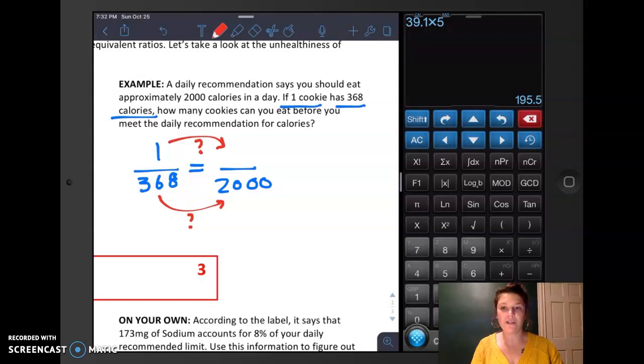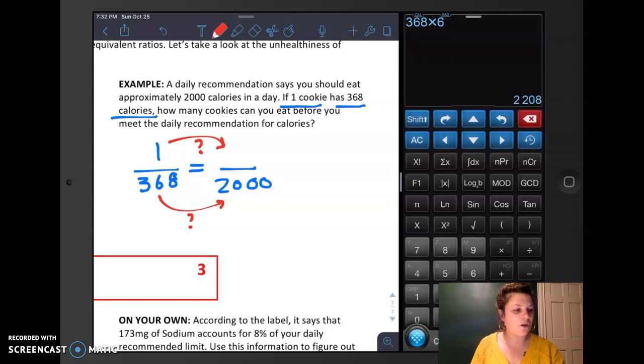Now, we could do trial and error. So we could do 368 times 5 cookies, right? Okay, that's almost 2,000. Use my little trick of going back, delete the 5, try 6. Okay, that's over 2,000. So it must be between 5 and 6 cookies.